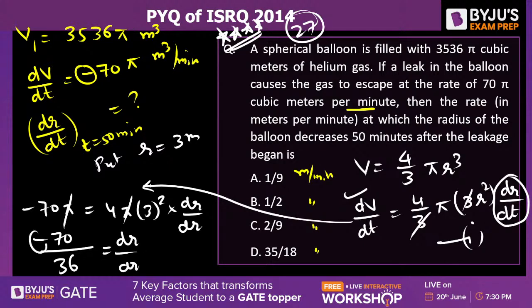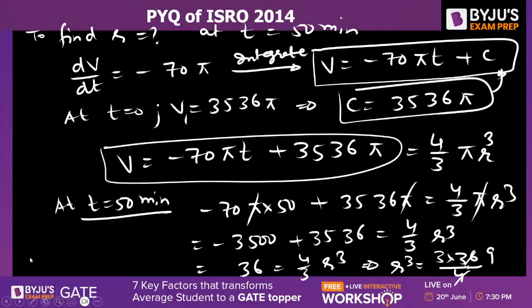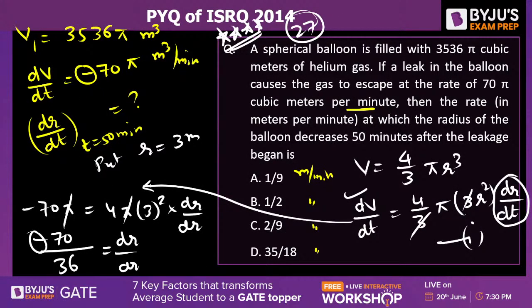What is the answer? There is a negative sign because the radius is decreasing. Why is it negative sign? Because the radius is decreasing. So dr by dt is equal to minus 35 by 18 meter per minute, isn't it? 35 by 18. D will be the right answer for this one.